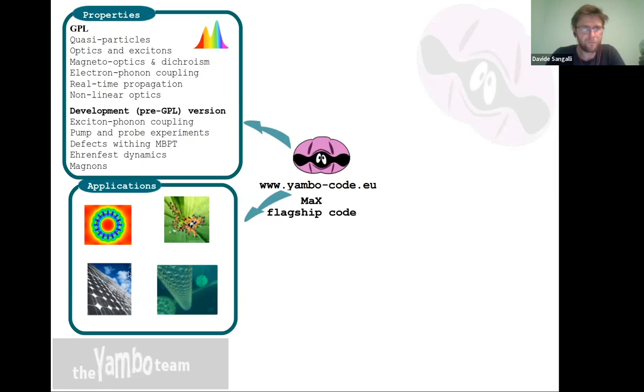So it is used for different kinds of applications. The idea of these pictures is to show you that Yambo can be used on 1D materials, 2D materials, extended systems, or even molecules, although it's a plane-wave code and it is mostly designed for extended systems.